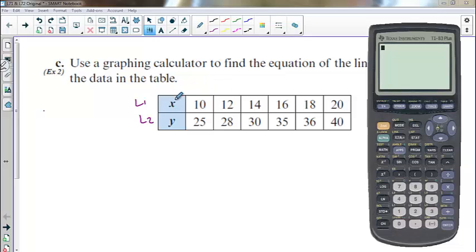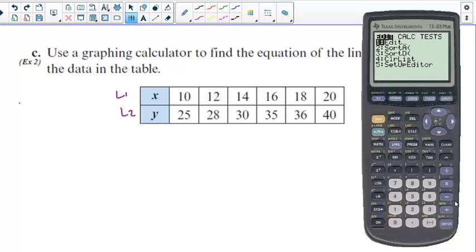Okay, so as I said, L1 is your X, L2 is your Y. To get to your list on your blue calculator, you just need to hit the list button, which is 4 buttons above the 8. If you have a bigger calculator, you need to go to Stat and then Enter to edit. So L1 and L2, all we're going to do is enter these values.